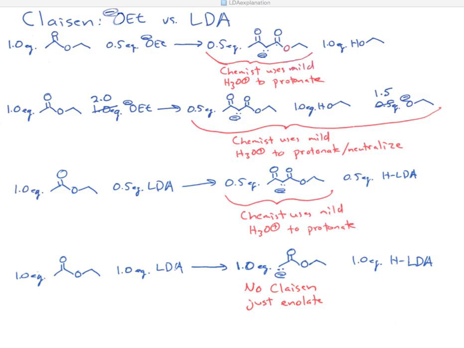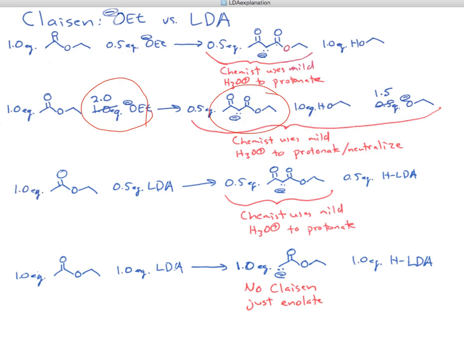In the last video, I was describing the differences between using ethoxide and LDA in Claisen reactions. And the bottom line message was that as long as you use at least half an equivalent of ethoxide, you can use more and you'll still get the same product. You can use up to 2 equivalents, more even, of ethoxide, and you'll get the same deprotonated beta-ketoester product.